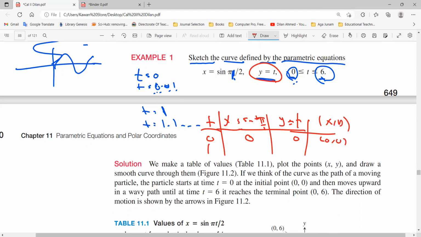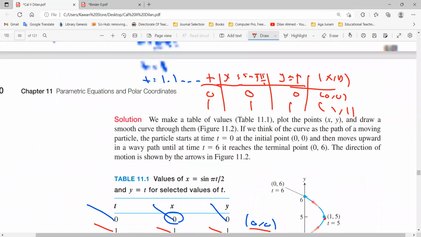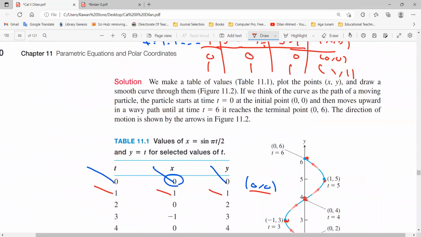When I say t be 1, sine of 1 multiplied by pi over 2 means sine of pi over 2, which is equal to 1. And y is also 1. So I'll get 1 and 1. That's why you can see from here at 1, we have 1, 1. And go to 2, go to 3, go to 4, go to 5, and the final one, go to 6. If I put 6, I'll get sine of 6 pi over 2, right? 6 pi over 2 is equal to what?